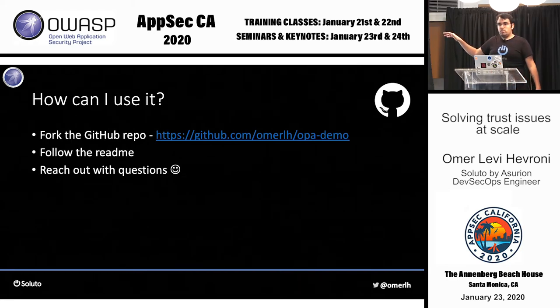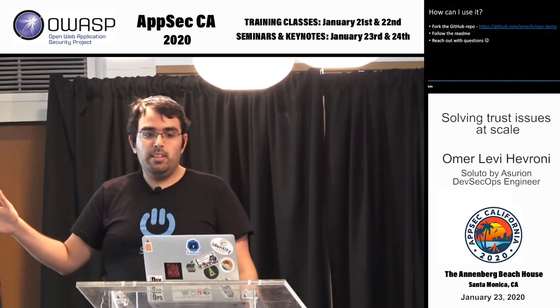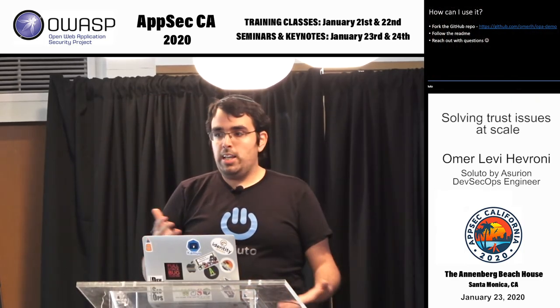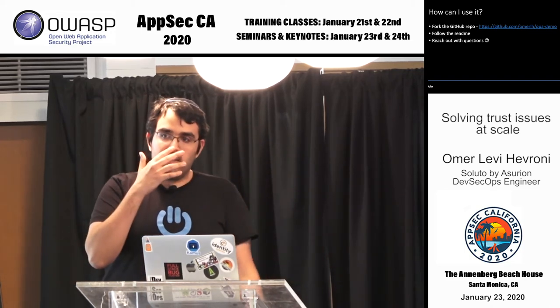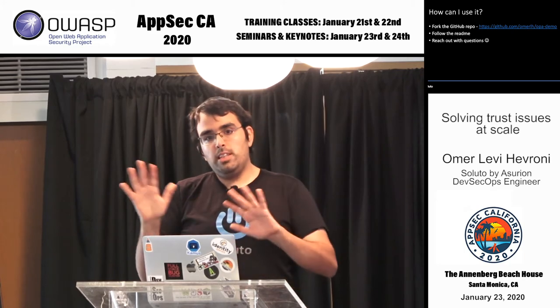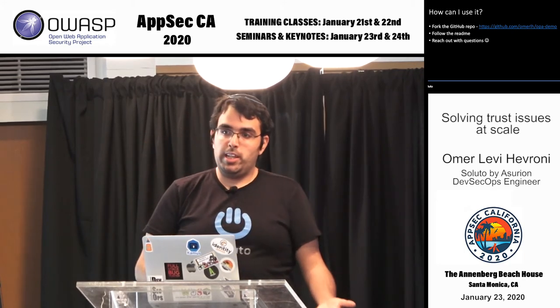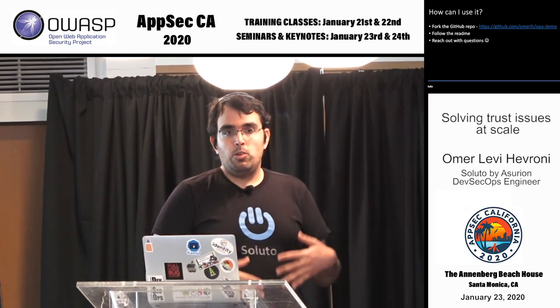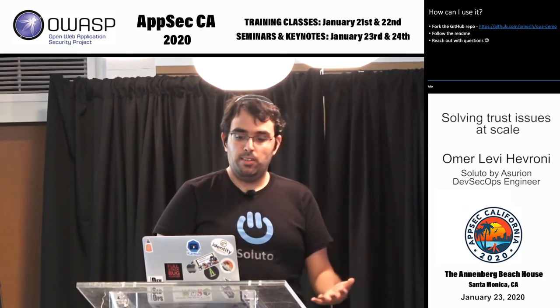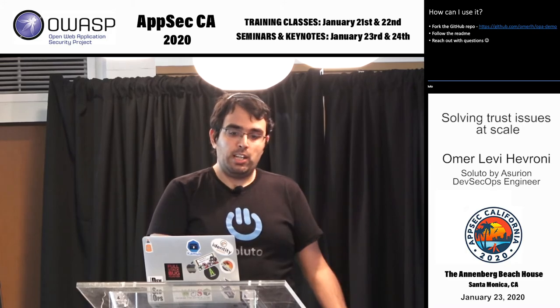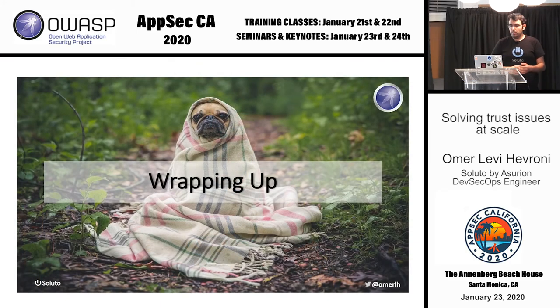Anyway, if you do want to use it, there is a demo repo. All the example code I showed here, all the YAML files, all the policies, everything is there. So you can just go to the README and run it on Minikube, Kind, whatever you like, and then use it as a production reference. There is also a link to a blog post I wrote describing most of the things I talked about here, so you can also use it as a production reference later to build something for yourself. And of course, feel free to reach out if you have any questions.